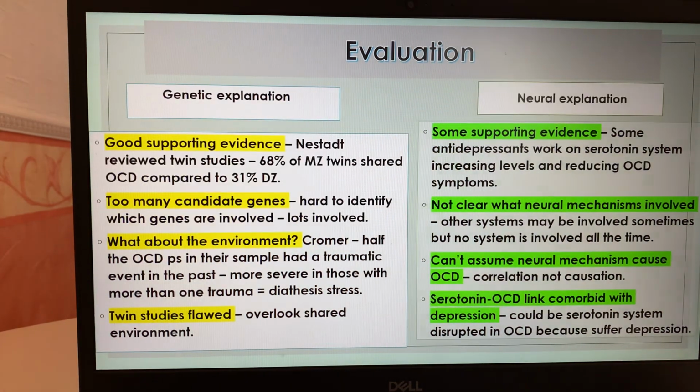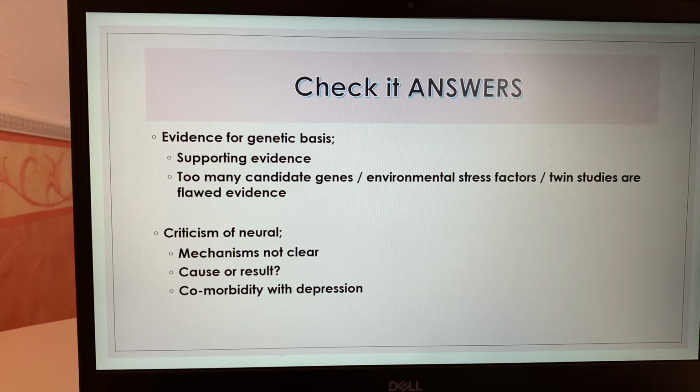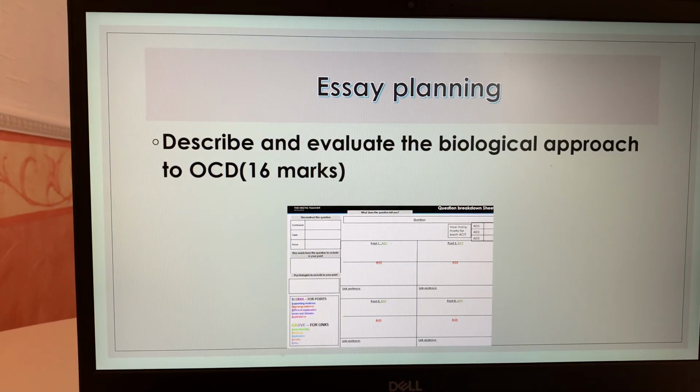Okay, so that's genetic and that's neural. Have a quick check. So you've got: evaluate the evidence for the genetic basis, and evaluate one criticism of the neural. Have a go at PEEL paragraphing these. Don't just copy it from the book, really try and practice that technique for this section. And then have a go at planning it.